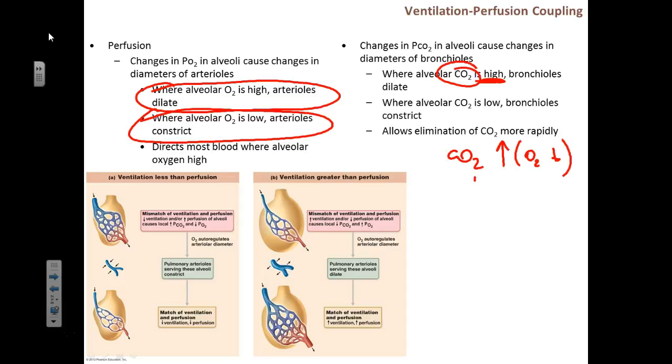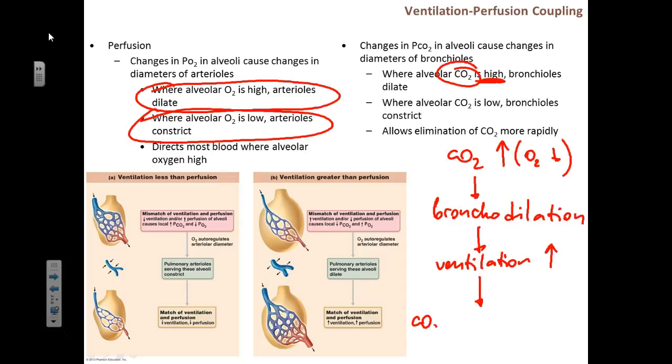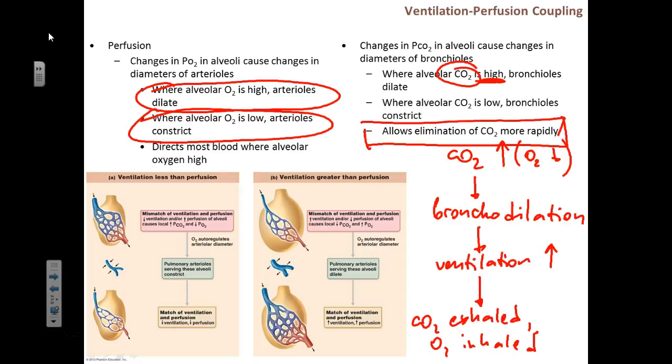Oxygen decreases. That leads to bronchodilation, okay? Ventilation, remember? Pulmonary ventilation increases, CO2 exhaled, oxygen inhaled. Does that make sense? Okay, good. That's what allows you to get rid of carbon dioxide faster.